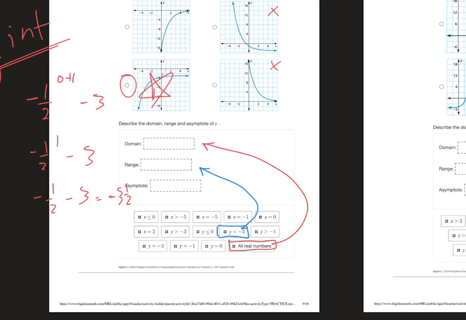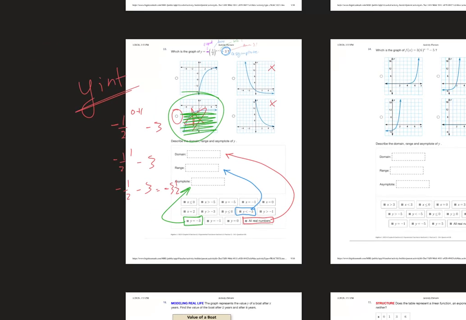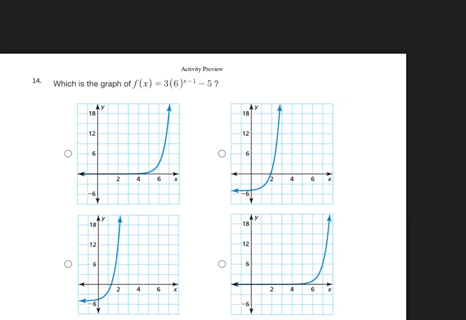So our asymptote is y equals -3. And the range is going to be incredibly similar because it's going to be the numbers that are less than -3. And if you're like, wait, why is it less than? Because it's all of the numbers down through here, right? Okay, so I didn't scratch that out because it's wrong. I scratched it out to show the range.